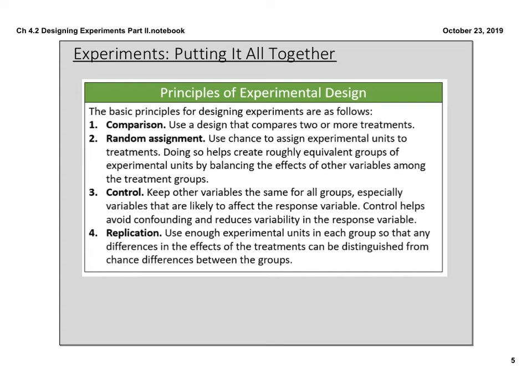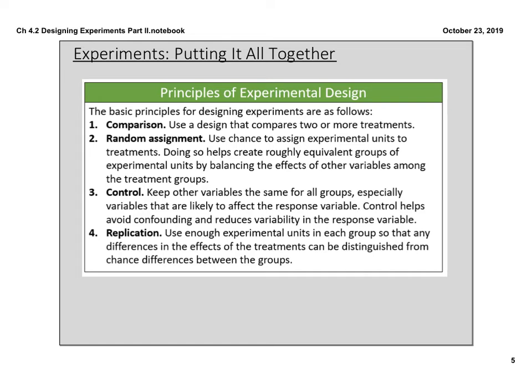Random assignment is key. You have to have random assignment. If you don't randomly assign your subjects, then your experiment data is not valid. So we use chance to assign experimental units to treatments, and doing so helps create roughly equivalent groups, which is really important when trying to measure the effects of the treatments.